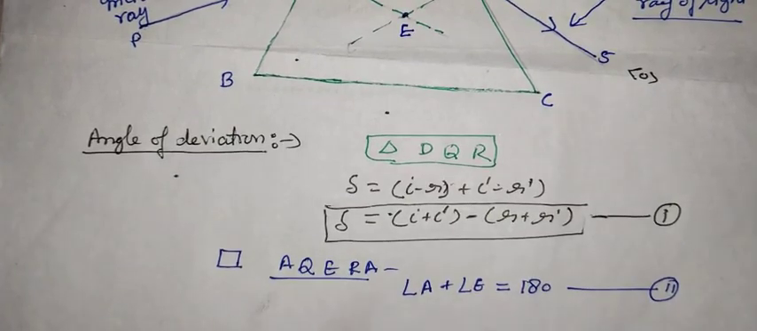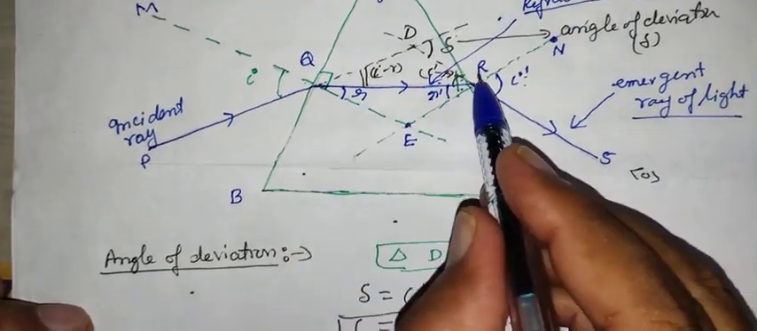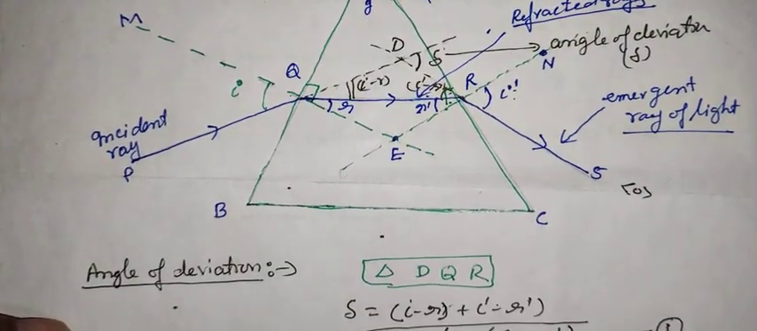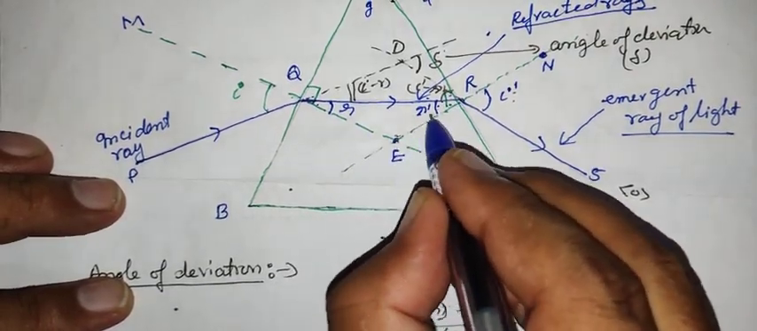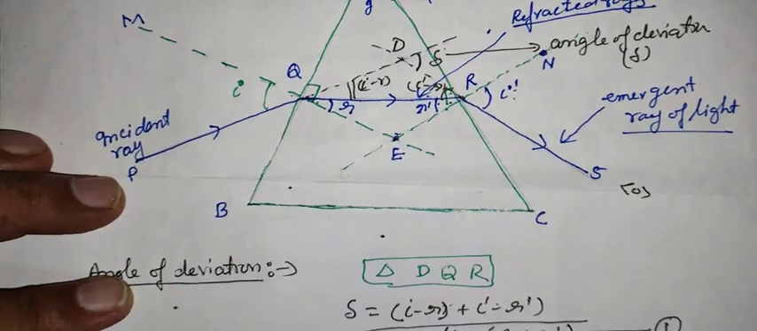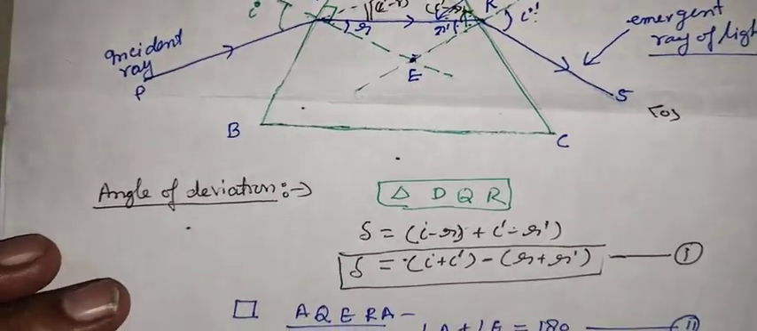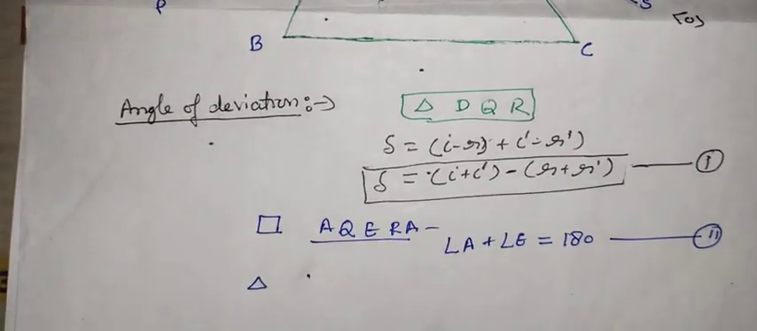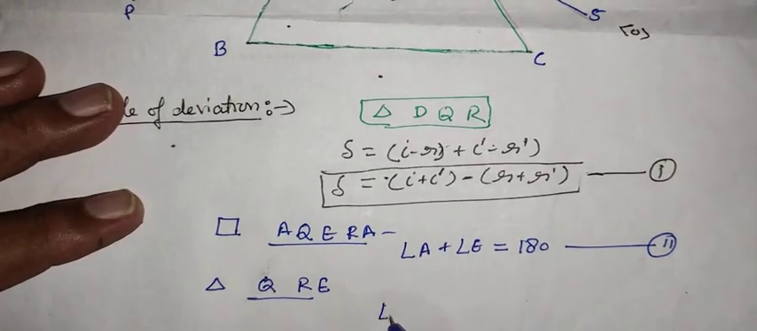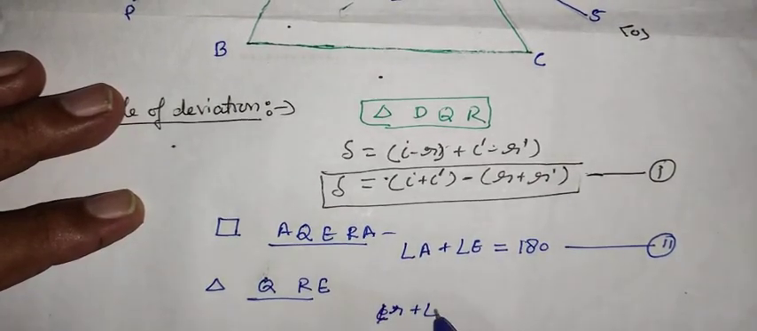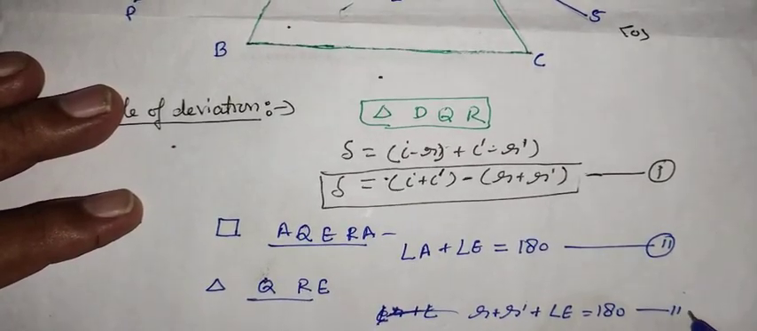For the next mathematical equation, let us see very carefully. We are taking a triangle QRE. In QRE, the sum of these three angles is 180 degree. So R plus R dash plus angle E is equal to 180 degree. So we may write, for the next triangle we are taking QRE. In this triangle, the sum of angle R plus R dash plus angle E is equal to 180 degree.